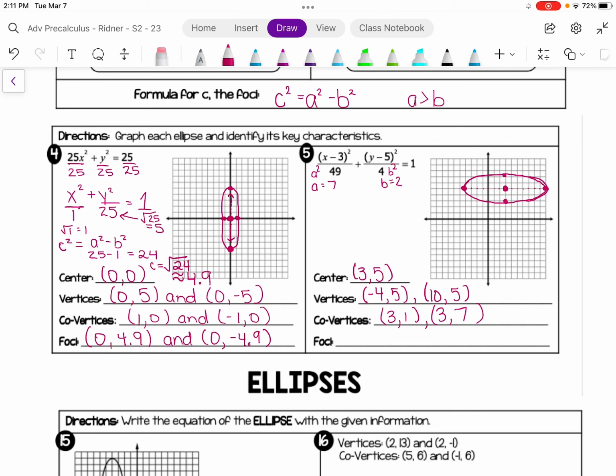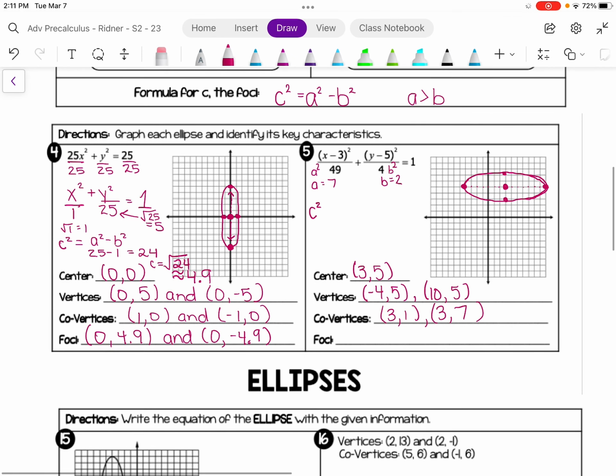All right, so for my foci, c squared equals 49 minus 4, which is 45, so c is the square root of 45, which is approximately 6.71. Okay. So for the foci here, remember the foci go with the long side, so those are not accurate points. Those are just somewhere along that line.